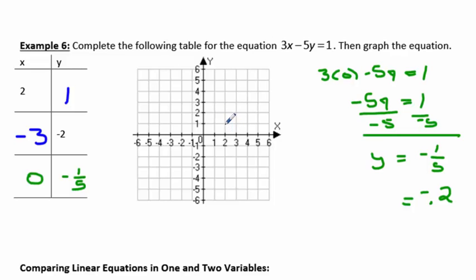So let's graph our ordered pairs. Ordered pairs are 2, 1, negative 3, negative 2, and 0, negative 1/5, or negative 0.2. So it's actually very close to 0 compared to 1. So negative 0.2 is about there. Those do all appear to line up, so let's get a ruler and go ahead and connect them. Once again, making sure your line goes through both sides of the graph, and you can see that it does hit all 3 ordered pairs. The green one's not really showing up right there. Let me draw it again on top of the line.